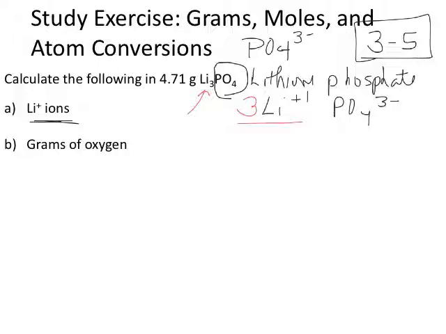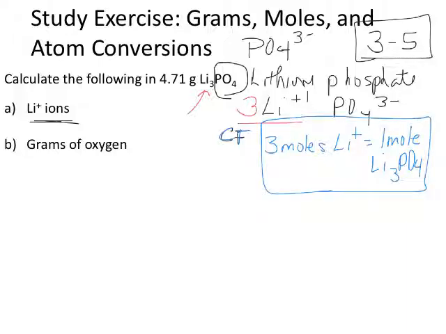Because the conversion factor you're going to need will be 3 moles of lithium cation equals 1 mole of lithium phosphate molecule. So that will be a conversion factor you need. So what's our given? Our given is typically always the number with a unit, so 4.71 gram by itself. So you're going to start with 4.71 grams of lithium phosphate.